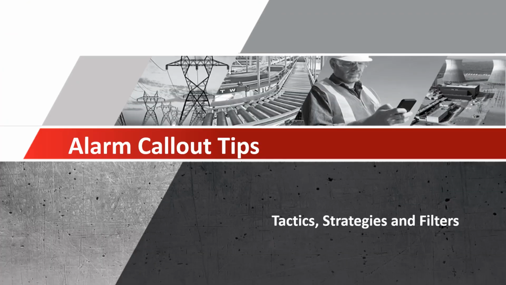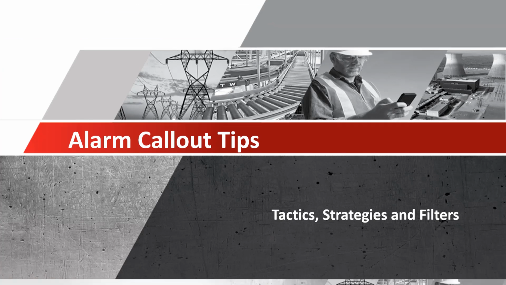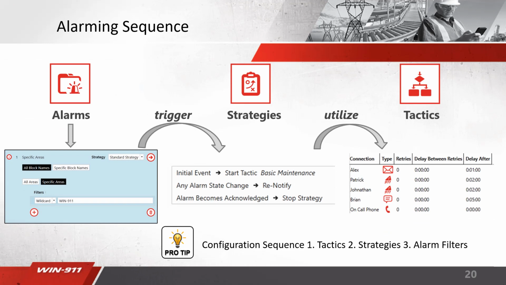All right, let's talk about your alarm callouts, those tactics and strategies, and how you bring your alarms into WIN-911. So the overall alarm sequence is your alarms that you bring in that you want to notify on. They start off a strategy, which is the policies for starting, stopping, and re-notifying. And those strategies then point to a tactic. That tactic is a call out. As shown here, you have a straight down the list call out. This is a basic tactic. Here we have Alex, Patrick, Jonathan, Brian, straight down the line calling out those people.